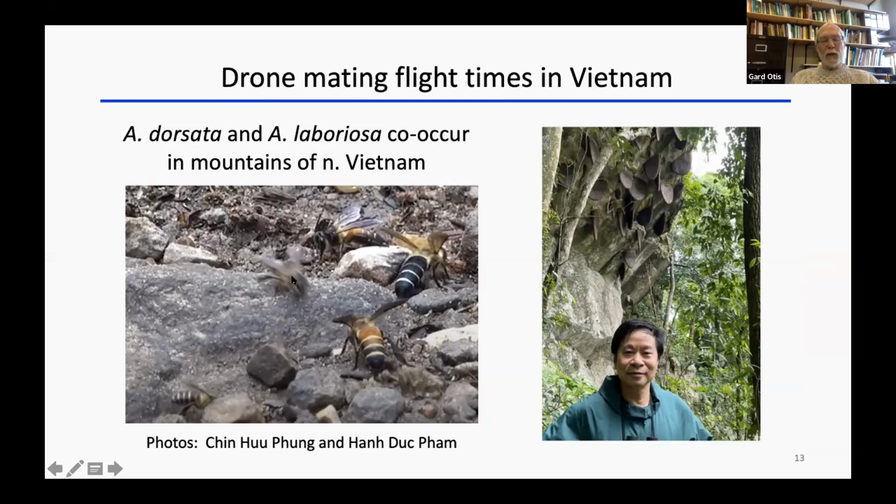And this left slide is interesting because in many sites in northern Vietnam, Laboriosa, that you see here with the orange and black abdomen, and Dorsata, with its black abdomen with white bands, coexist in the same sites. Here they're collecting salted water from the ground. And of interest, here's a little Apis cerana over here at the left, a very dark form, for size comparison to show how big they are relative to these giant honeybees.